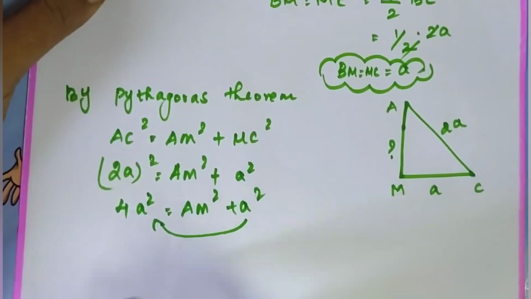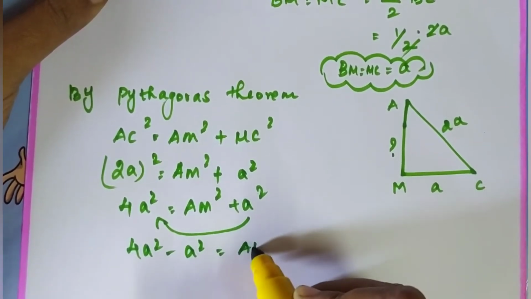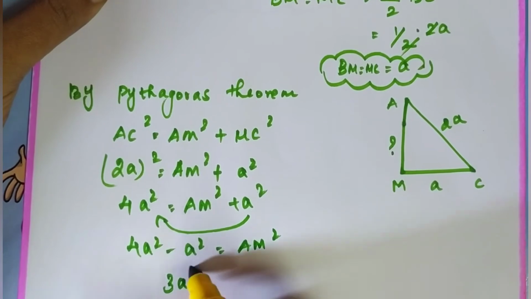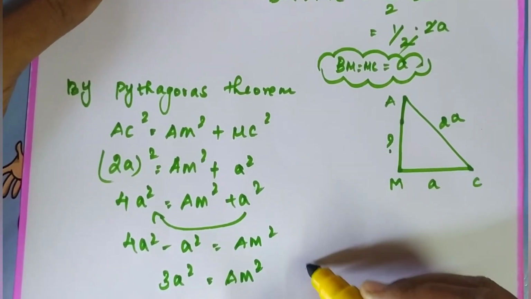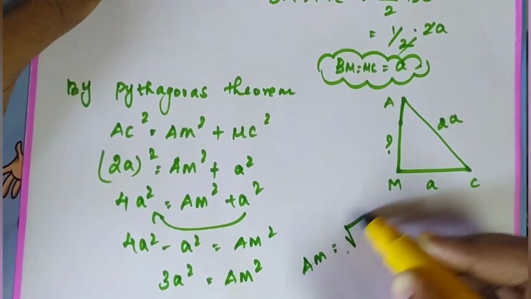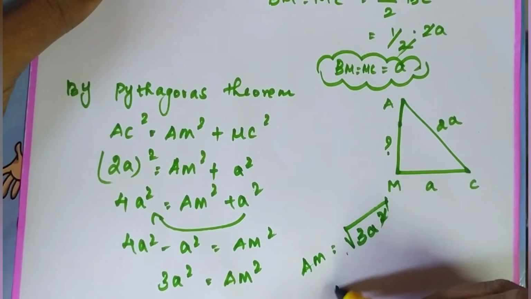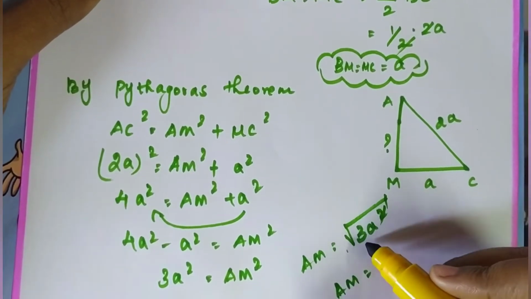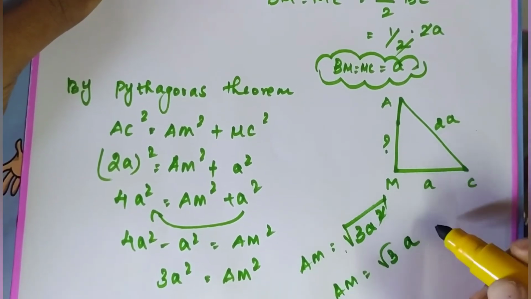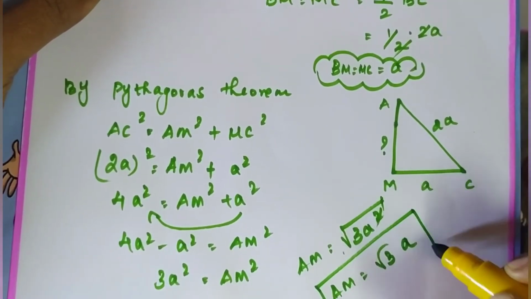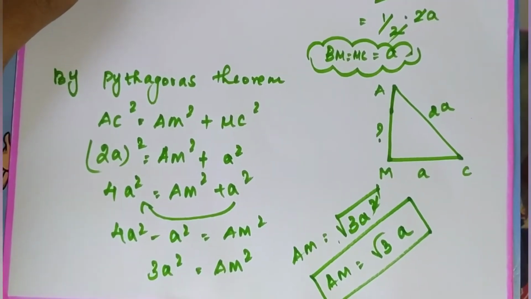Shift this to the left hand side: 3A square. And shift the square also. If we shift, what we will get? Root of 3A square. A square we can cancel, but for 3 we have to keep the root. So the altitude, that is AM, is root 3 A.